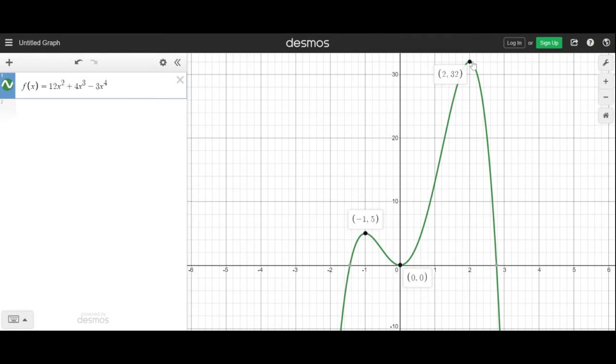The highest point's x value, though, is 2. So that interval is from 0 to 2. And a common mistake there is people want to put 32 as that increasing interval because that's the highest value. But again, our interval only is in terms of x's, so it's from 0 to 2 this time. All right, and then once we get to 2, then it starts decreasing again. And so this is actually going to decrease from 2 all the way to positive infinity.